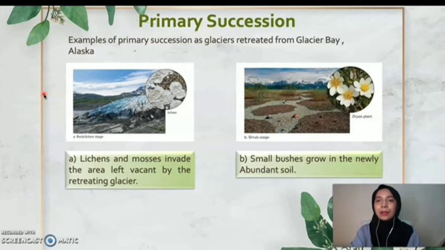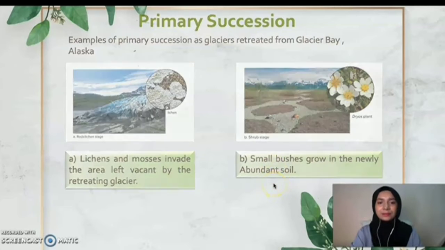Here is an example of primary succession, glacier retreat from Glacier Bay, Alaska. The first picture shows us a lichen stage. In this stage, lichens and mosses invade the area left vacant by the retreating glacier. Next, the shrub stage, where small bushes grow in the newly available soils.